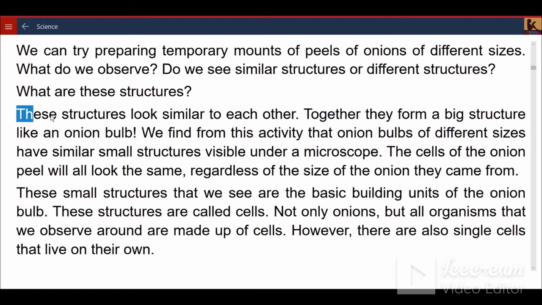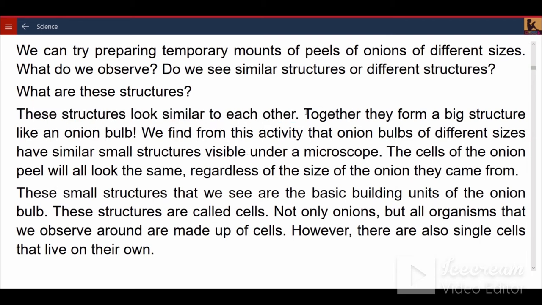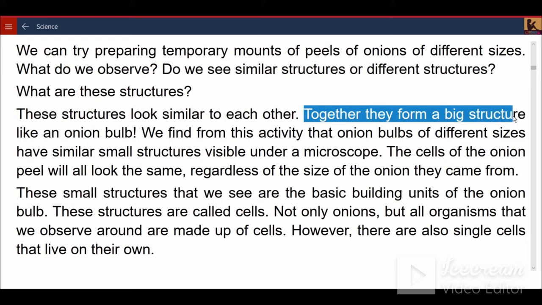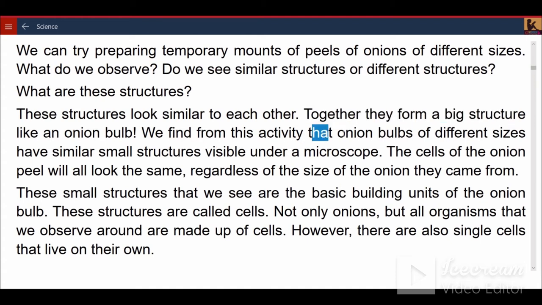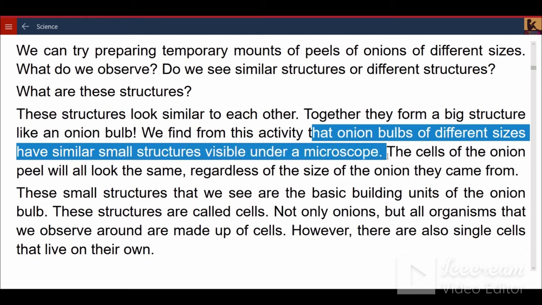These structures look similar to each other. That signifies that they form a big structure when they are together. It also signifies that onion bulbs of different sizes have similar small structures visible under a microscope.